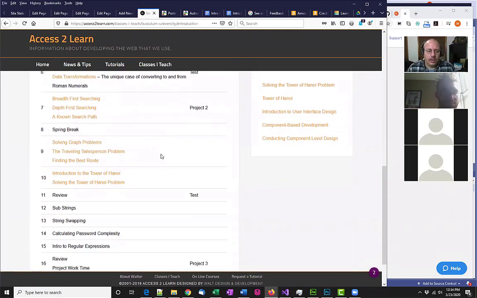All right, so last week we talked about graph problems and we talked about solving the traveling salesperson problem and finding best routes. Today is going to be a little bit of a different type of problem. We're going to talk about the Tower of Hanoi. But before we do, I just want to go through a couple of housekeeping things.